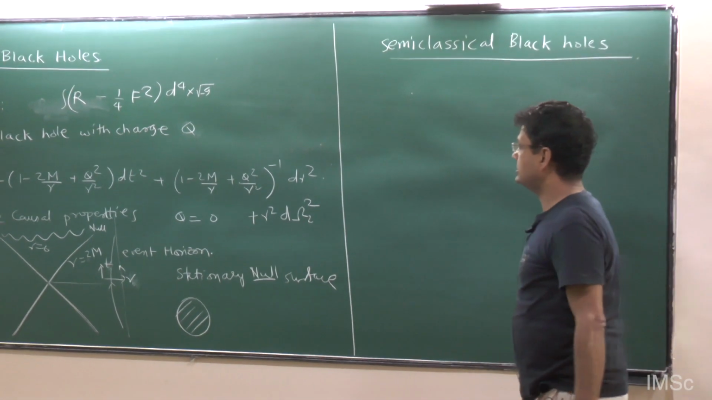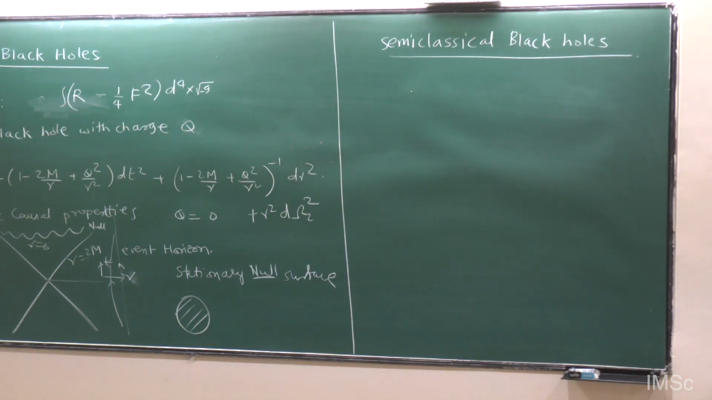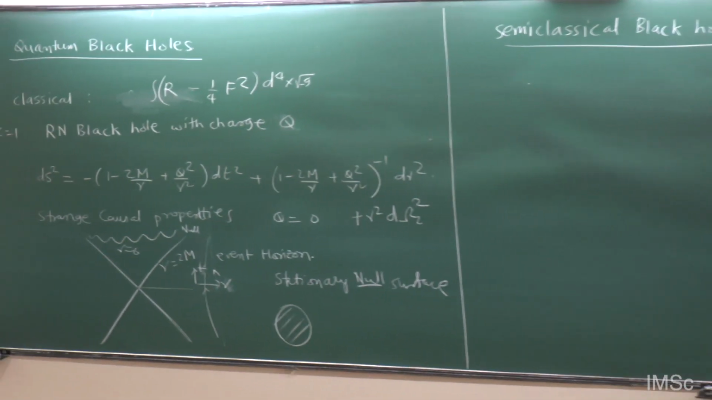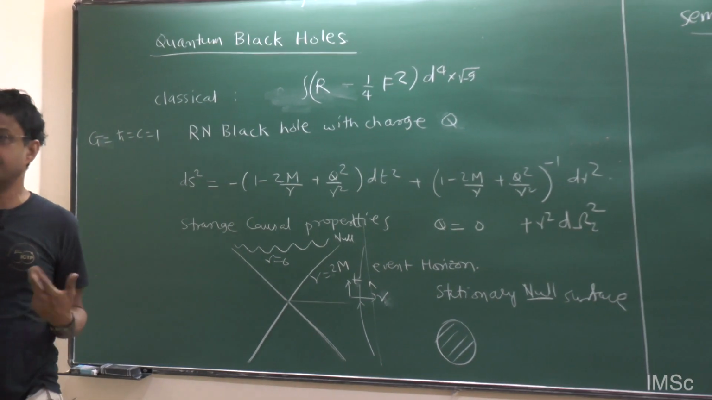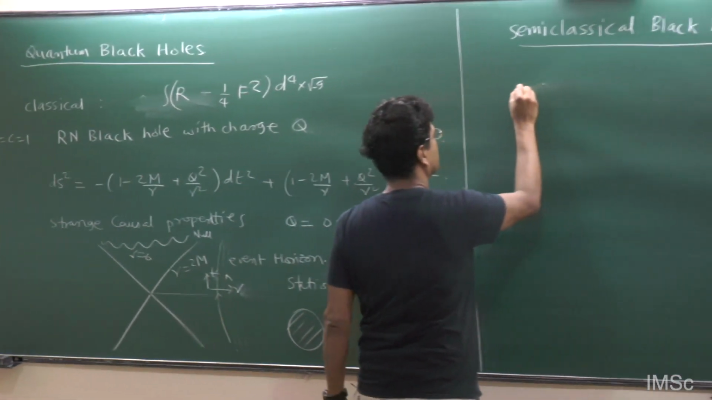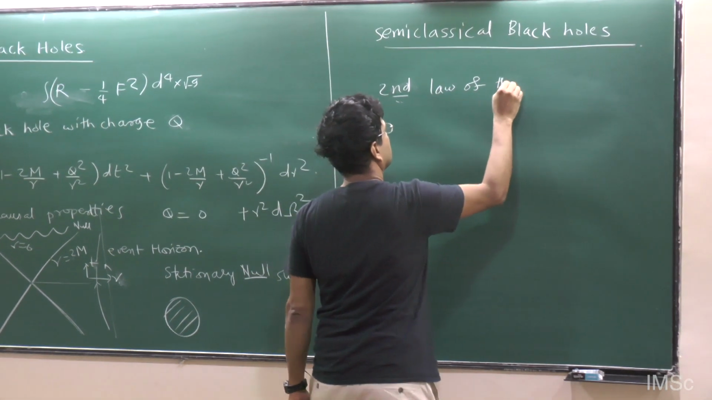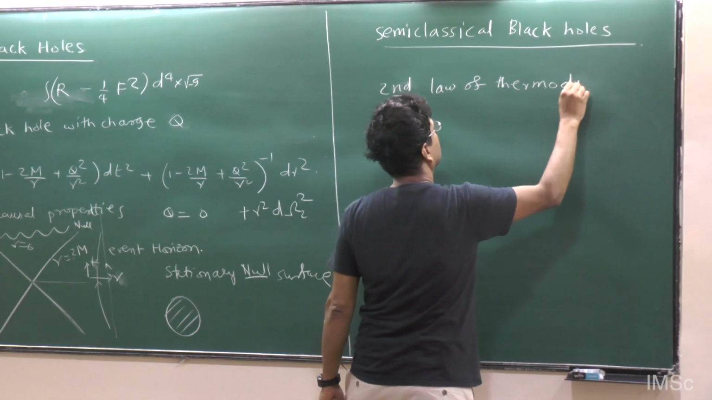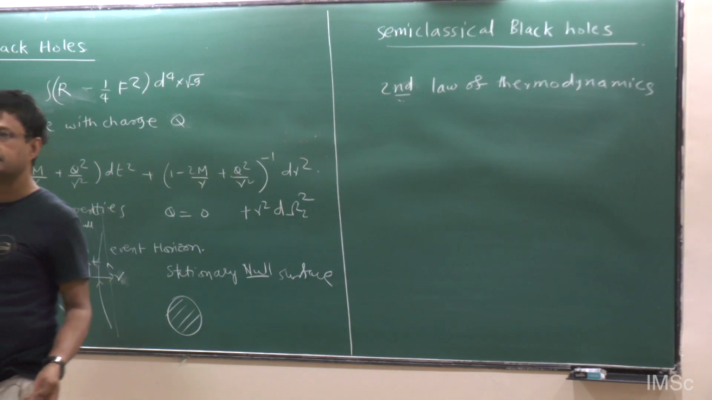So semi-classical means you take the black hole to be classical, but you quantize some field in the background of this black hole. And it was clear that the black hole is already very paradoxical from many points of view. One of the first paradoxes was, of course, that the second law of thermodynamics is violated. So, a classical black hole violates the second law of thermodynamics.